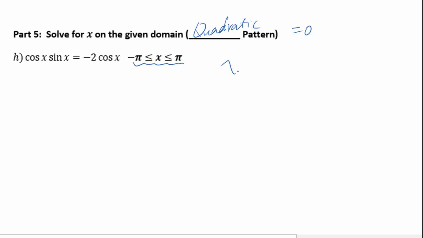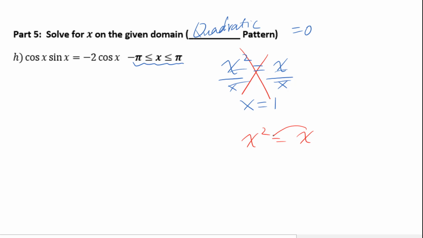Just like this, if I have x squared equals x, can you divide by x on both sides? Then you will get x equals 1. This is wrong. You have to move this to the left side so that you get x squared minus x equal to 0. Then you factor. So you have x1 equals 0, x2 equals 1.